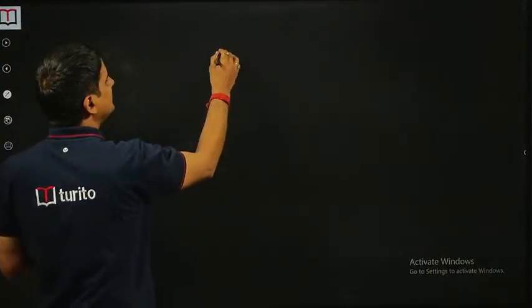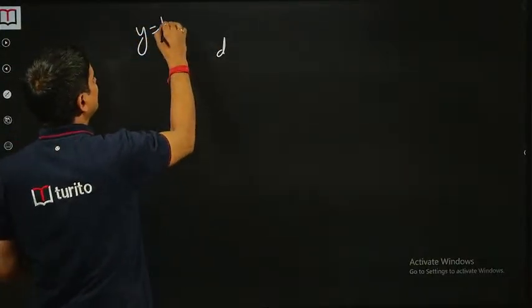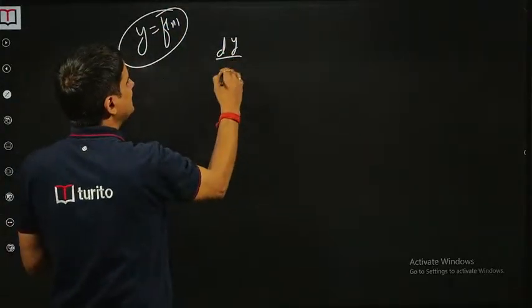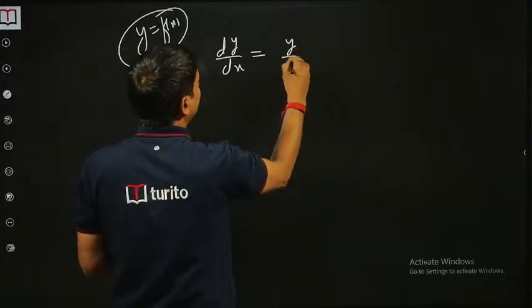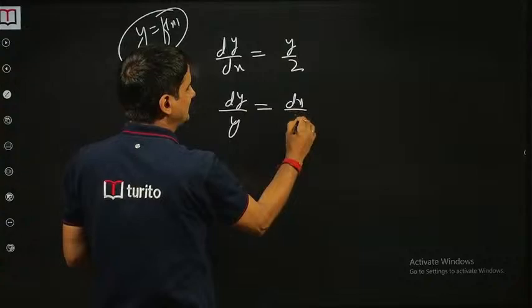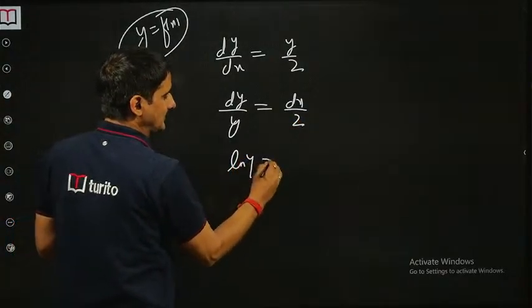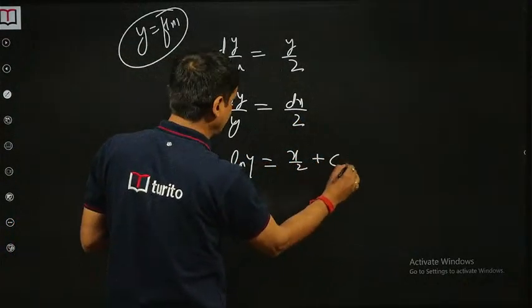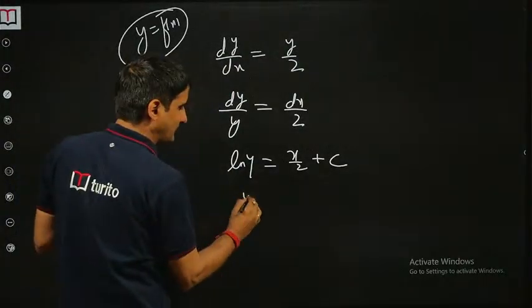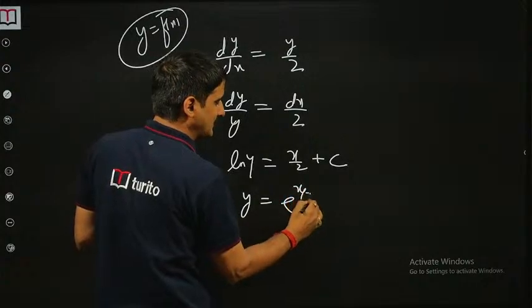So what will you do? y is equal to f x, so dy by dx is equal to y by 2. So dy by y is equal to dx by 2. So ln y is equal to x by 2 plus c. And then when x is 0, y is 1, so c is 0. So y is nothing but e raised to the power x by 2.